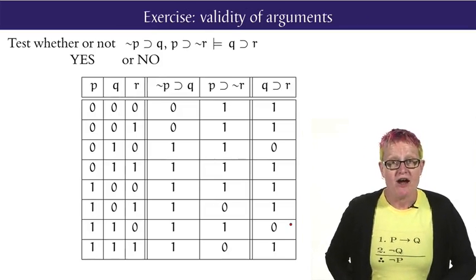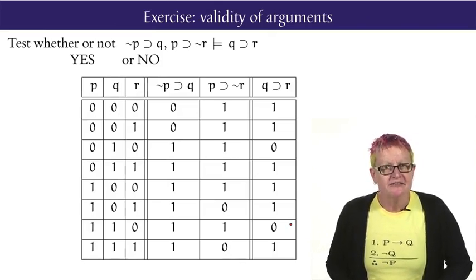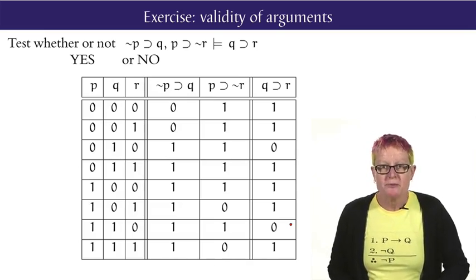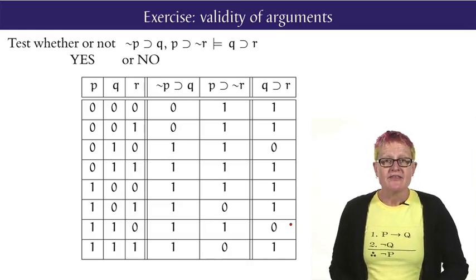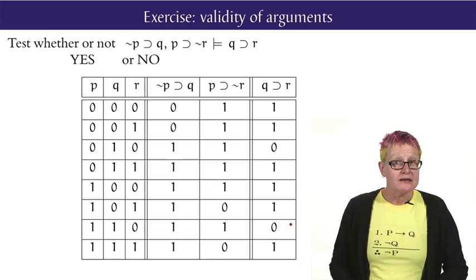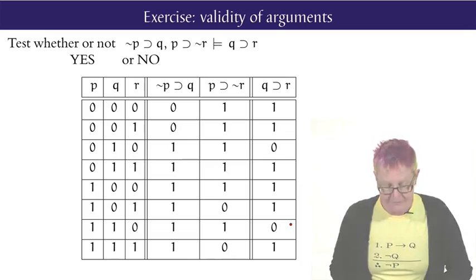Now it's your turn to try. Using the completed truth table as shown, test the validity of the argument with 2 premises. The first, not P implies Q, and the second, P implies not R, and with conclusion, Q implies R.